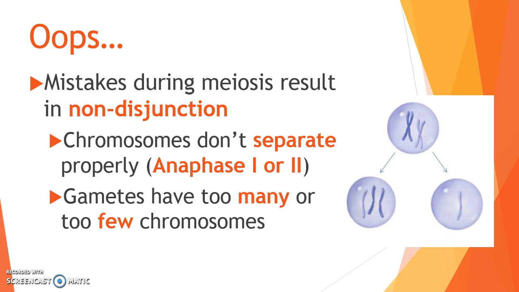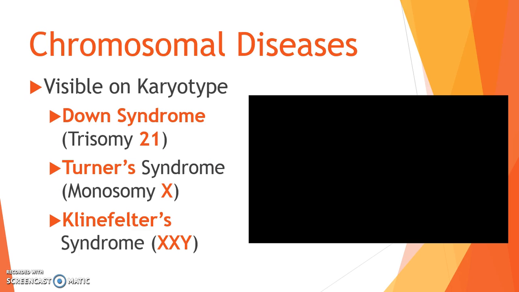Now, things can go wrong during meiosis, and when we incorrectly separate chromosomes during either meiosis 1 or meiosis 2 in anaphase, a process known as non-disjunction occurs. And the gametes formed from that cell division either have too many chromosomes or not enough chromosomes. And depending upon the chromosomes that we have either too many or too few of, we can have one of several different chromosomal genetic diseases.